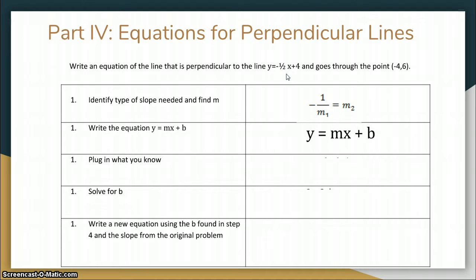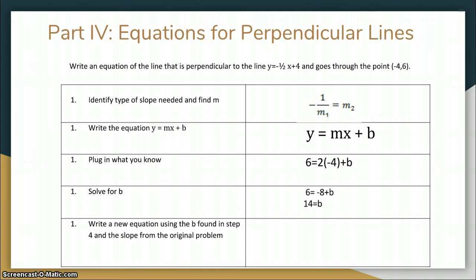Plug in what we know. We know our y is 6, so we plug the 6 in for y. We just found out that the new m is going to be 2, so we plug 2 in for m. And we know that the x value for the new point is -4, so that goes in for x. Once again, the only thing we don't know is b. Once again, we're doing the same thing we've been doing since 4.1.4.2.